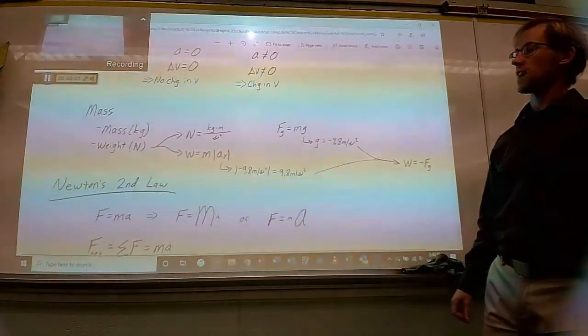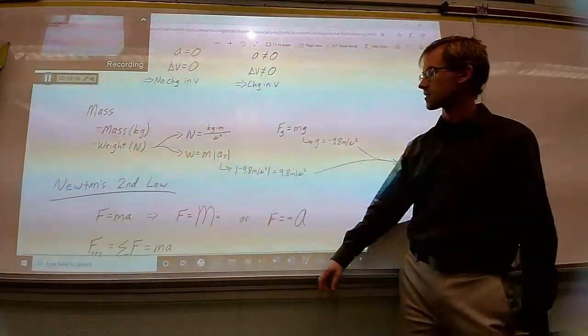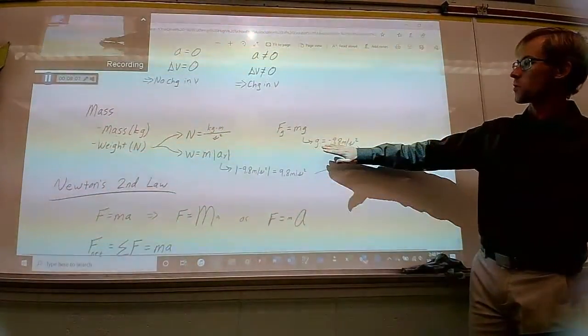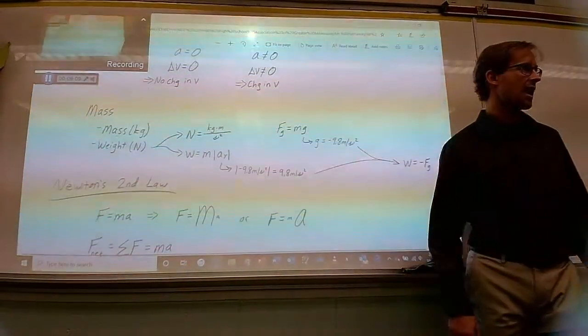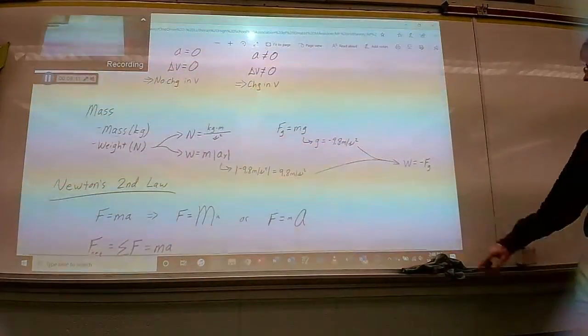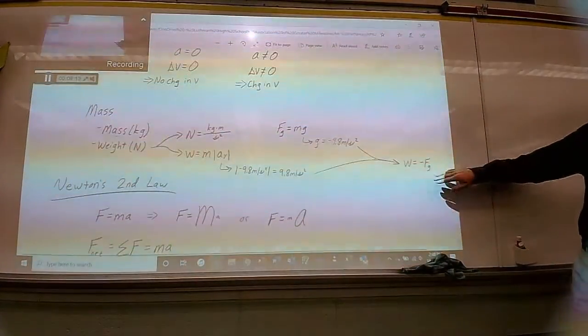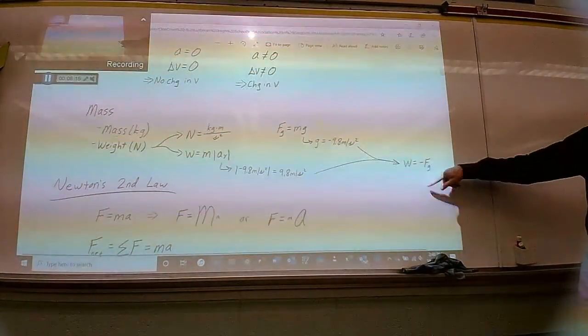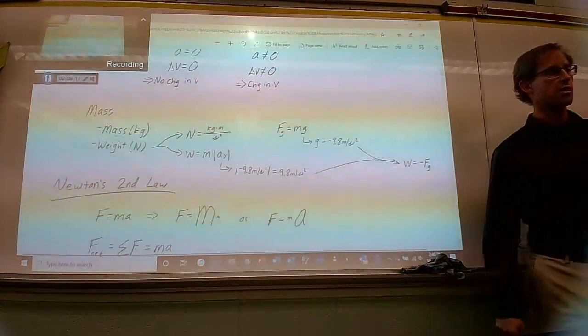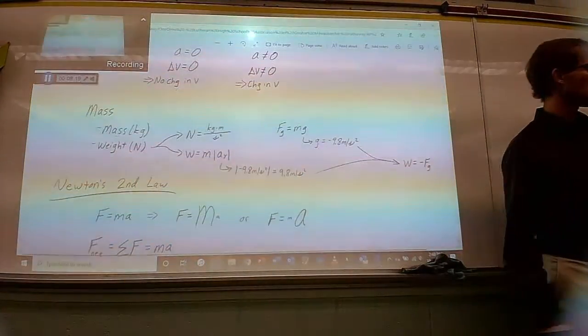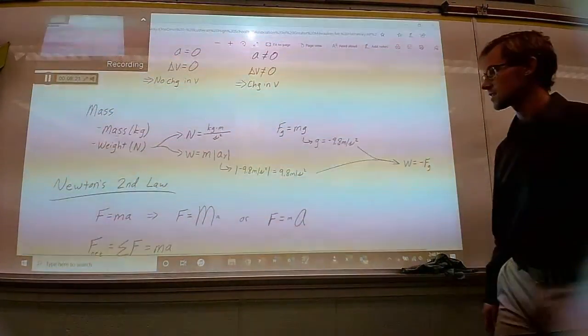If something is asking for the weight of an object, the weight is equal to force of gravity, except it's not negative. So your weight is equal to the opposite of the force of gravity. So if your force of gravity is negative 200, your weight is 200 newtons.